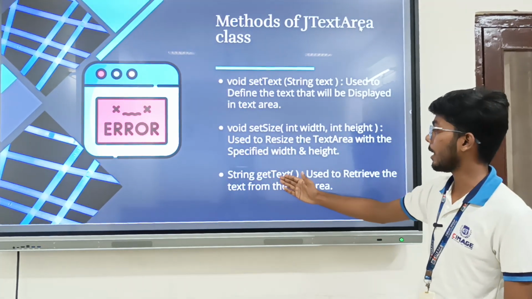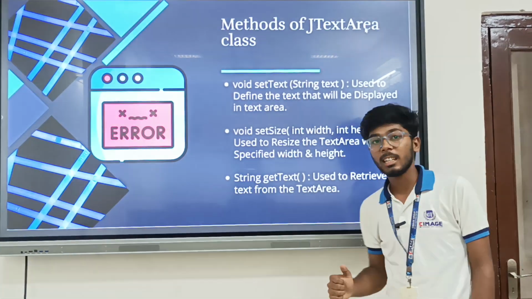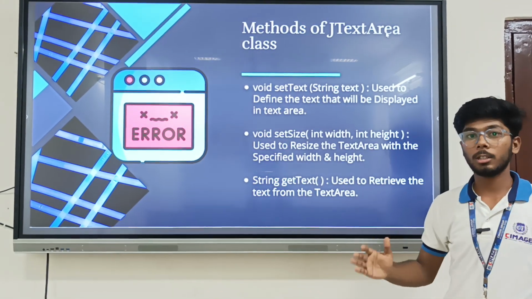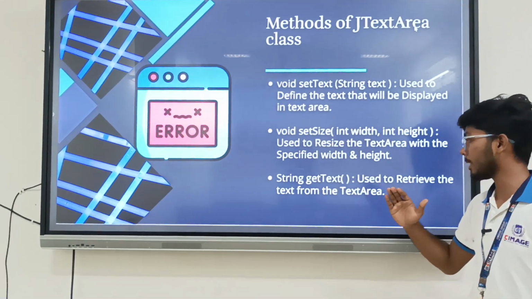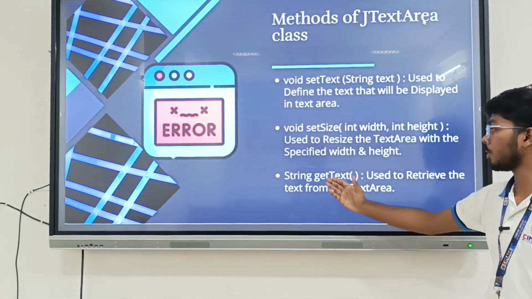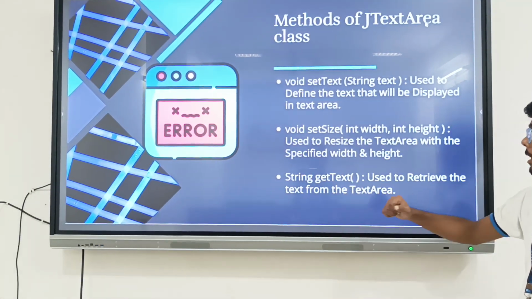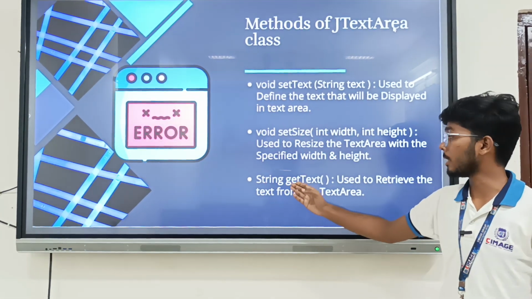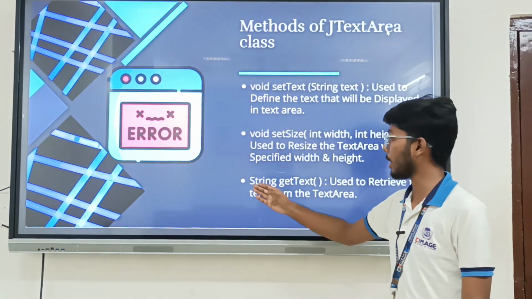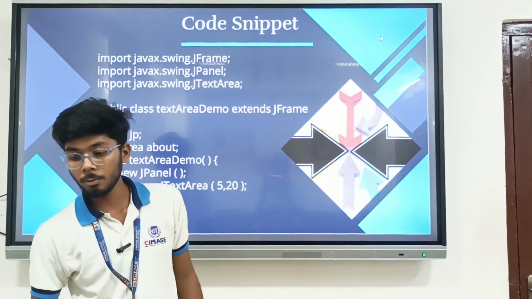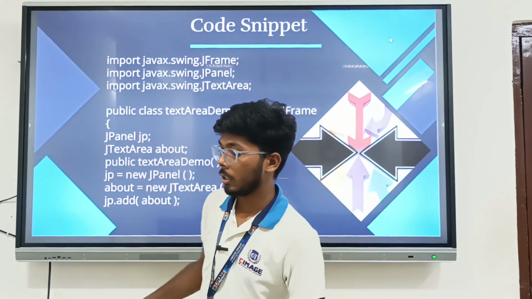And the third one is the getText method. The getText method is used to retrieve the text from the text area. Whatever the user has input in the text area, we can easily retrieve that text from the user through the getText function, and it returns the value in a string format. So here I have used a string data type. Now we will understand it with a code.